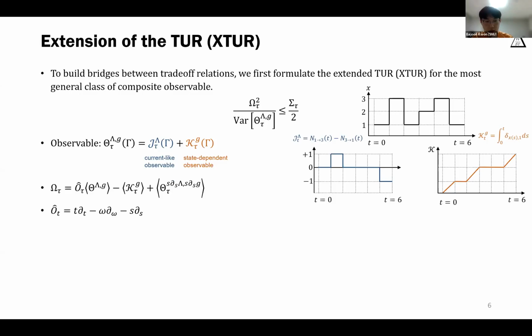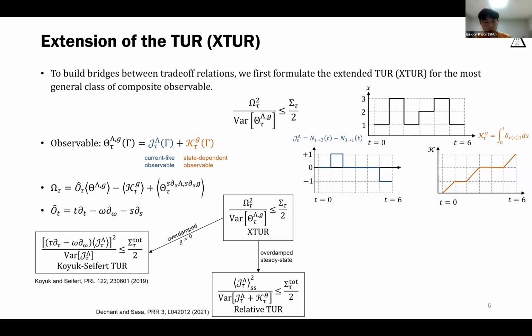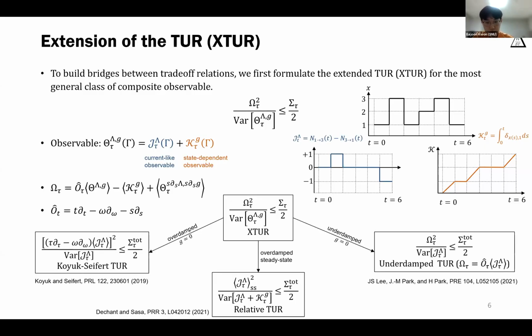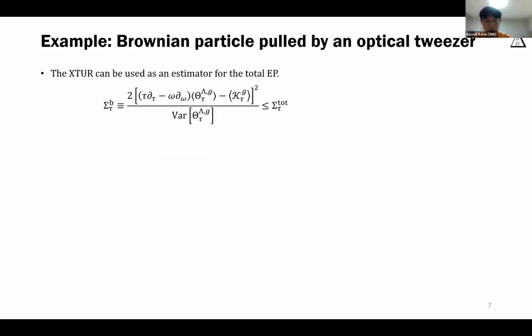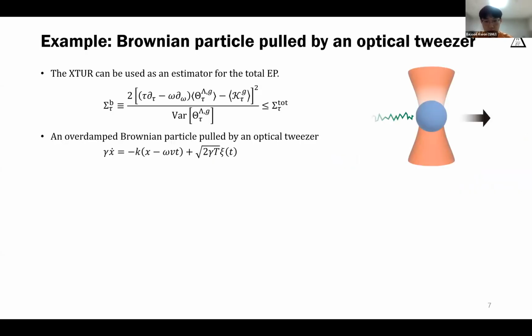So the XTUR again tells us that the EP is lower bounded, but now we have an omega factor here, which consists of derivatives of the total observers. This looks a little bit complicated, but we can recover many previously known variants of the TUR. Thus, we can consider XTUR as a mother form. Actually, the XTUR is not just a mathematical expression, we can also use it as an estimator of the EP. As an example, we consider a particle pulled by an optical tweezer.